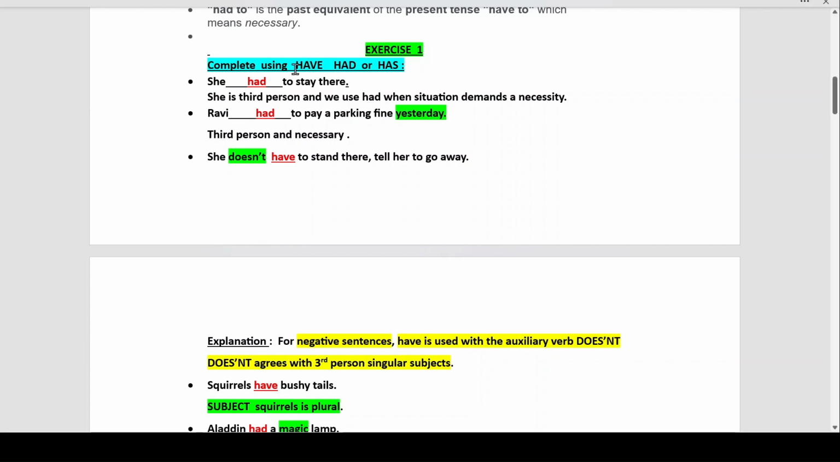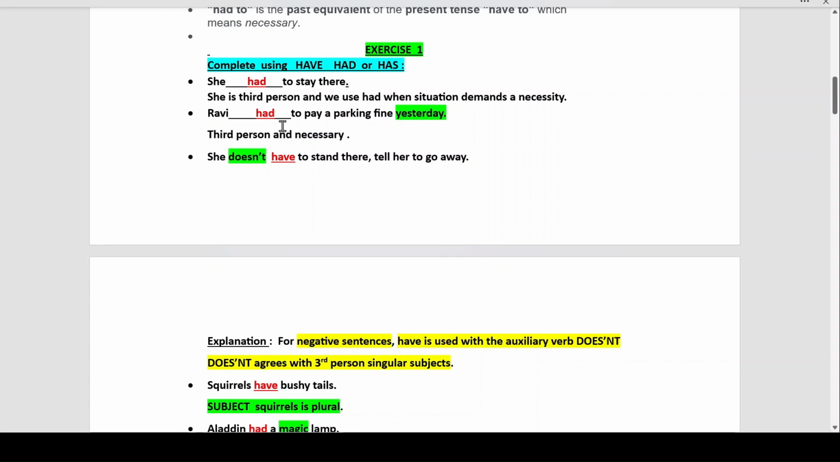And we use had when the situation demands a necessity. She had to stay there. Okay. So first we will identify the subject, whether it is singular or plural, whether it is in third person, and then we will use had, have, or has.